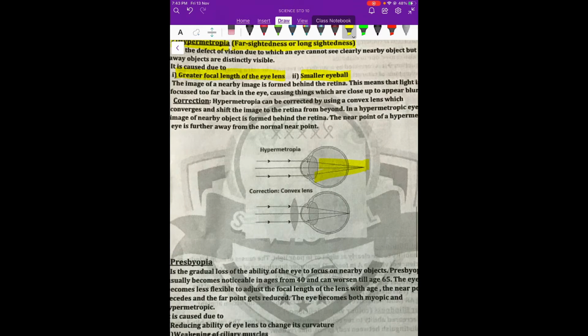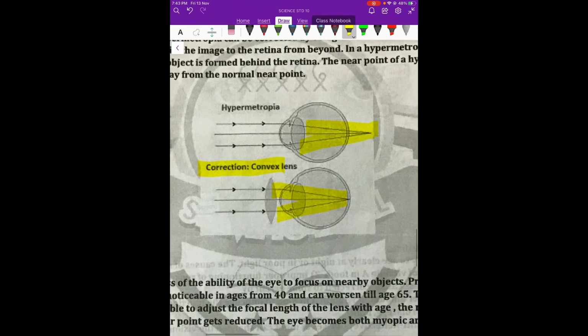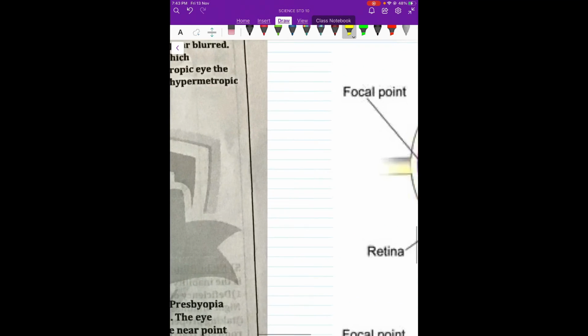So what is the correction? The correction is the use of a convex lens. It is the use of a convex lens which will focus and adjust the images exactly on the retina. So this is what is done in hypermetropia. We can see this.